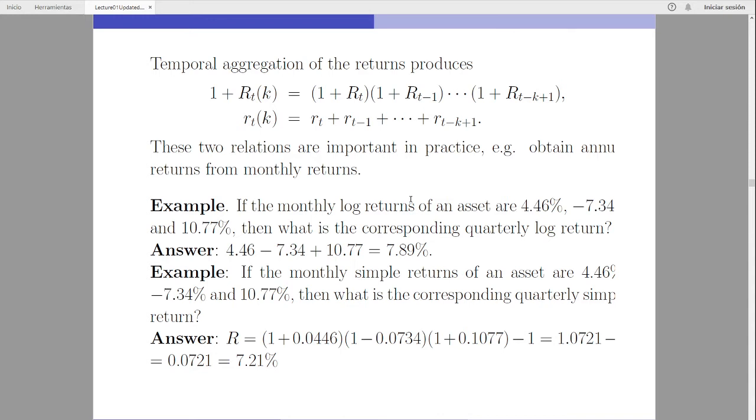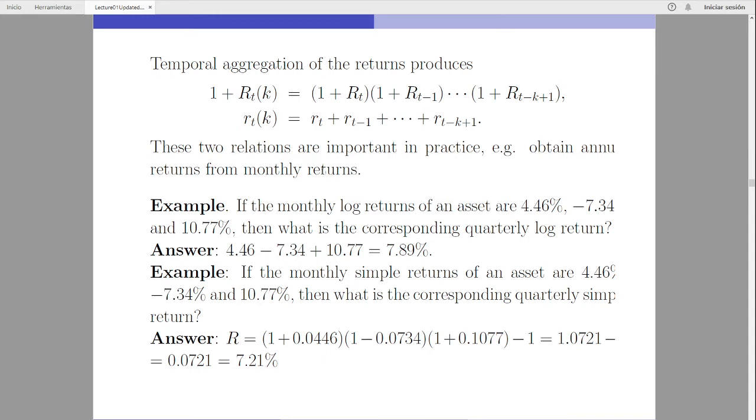So being able to change from one to the other is going to be really important. In order to see that, we're going to start with an example. If the monthly log returns of an asset are this right here, what's the corresponding quarterly log return? What do we do? We sum. So we're looking for the logarithmic return after the 3 months.